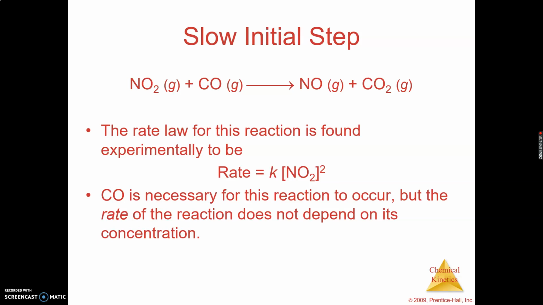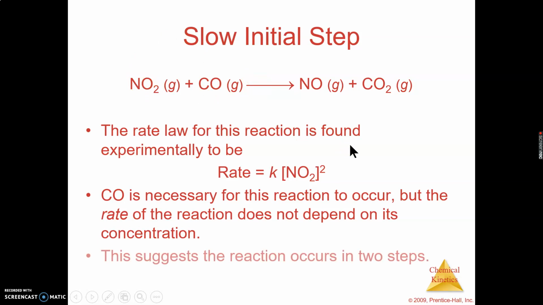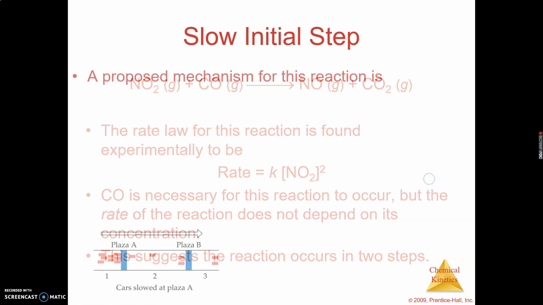Well, let's think back to what we talked about yesterday. If this was an elementary process, or if this occurred in one step, we can use the coefficients from the balanced chemical reaction as the exponents. Because the coefficients in the balanced chemical reaction do not match the exponents, we know that this occurs in more than one step. And so this also suggests, because we need CO, but CO doesn't affect the rate, this suggests it occurs in two steps. And again, we're going to look at this first step being slow.